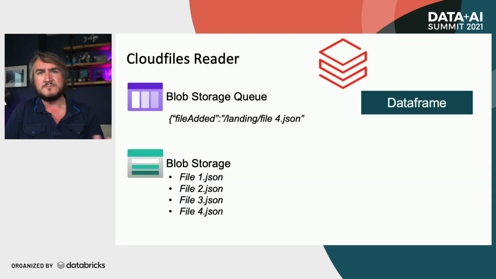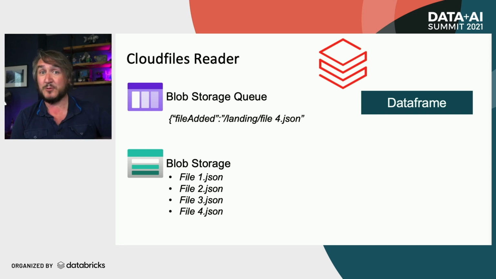Okay, so in this case, we're using the Cloud Files reader. And what we need to see is a queue of data already. So we've got our blob storage down the bottom. We've got our list of files that we can actually go and read in our landing blob. But we've already got a queue set up that has a list of messages. And each message is a file that we haven't read yet.